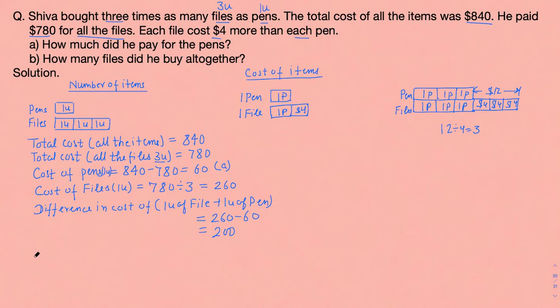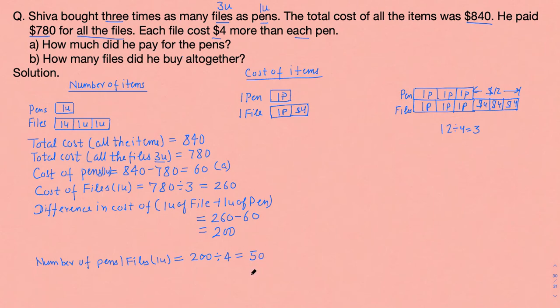So from here we can write the number of pens, or you can also say the files, but it's only in 1 unit, right? 1 unit will be how much? 200, the difference in the cost, divided by 4, which is the difference between the cost of 1 pen and 1 file. That will give us 50. That means there are 50 pens, right? If the question had been how many pens did he buy, the answer is 50.